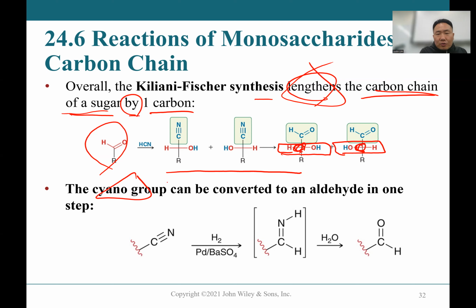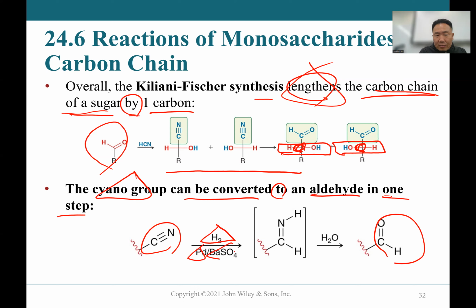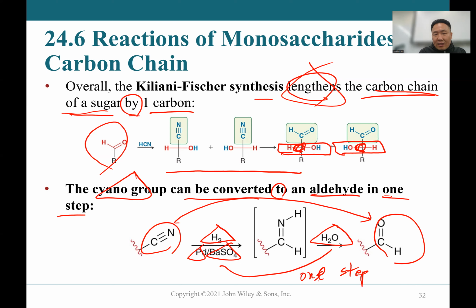So the cyano group can be converted to an aldehyde in one step. What do you need to use? Hydrogen, palladium, barium sulfate, and water. To convert the cyanide group to an aldehyde in one step, you can use hydrogen, palladium, barium sulfate, and water.